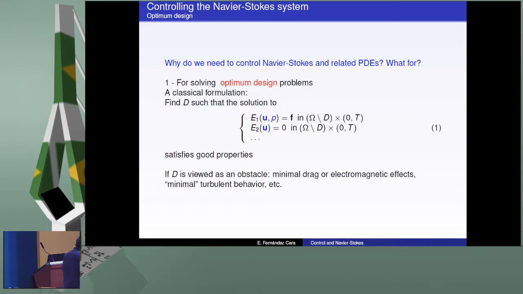So here the control is D. It's a part of the domain. If we view D as an obstacle to the passage of the fluid, this is an optimum design problem in the sense that we are trying to design the open set Omega minus D in an optimal way.